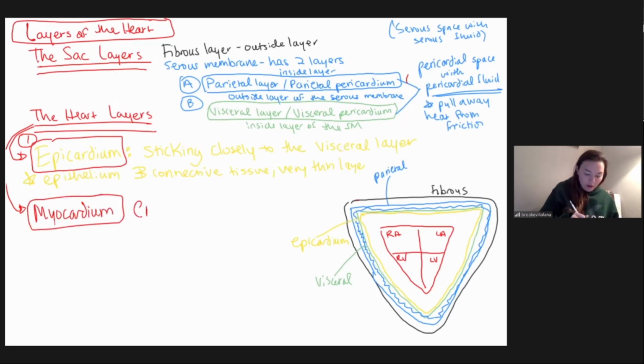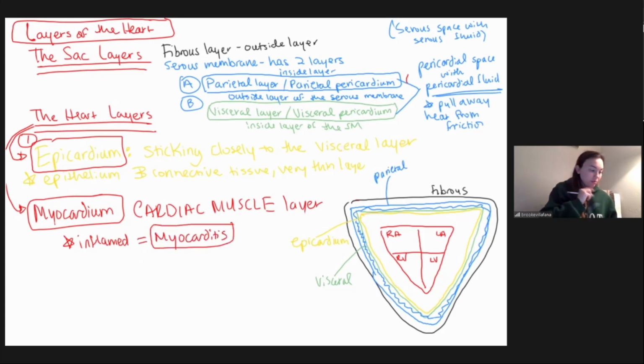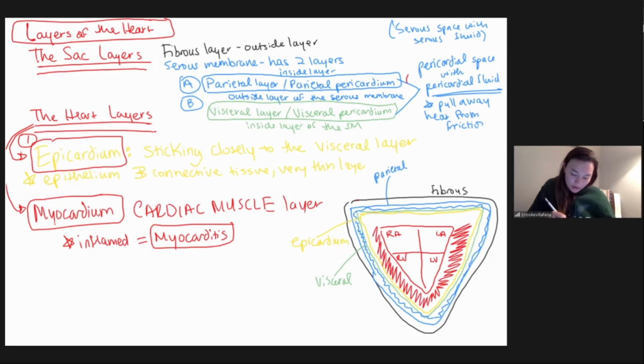Myocardium is the cardiac muscle layer. So this is what allows the heart to pump, okay? It is the muscle itself. And if it becomes inflamed or infected, we have a condition called myocarditis, which is inflammation of the heart muscle. So we can kind of draw that heart muscle like this, right? Picturing it kind of going around the heart.